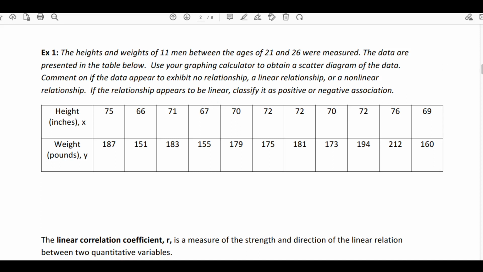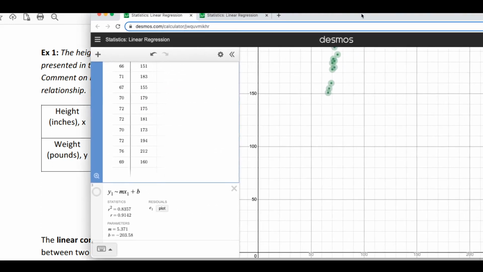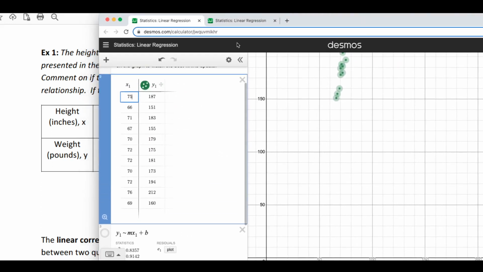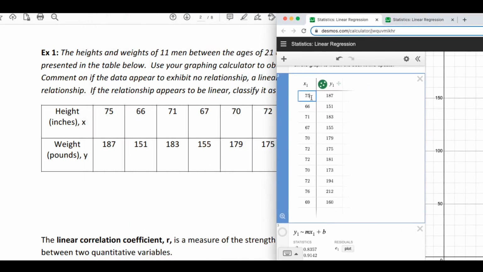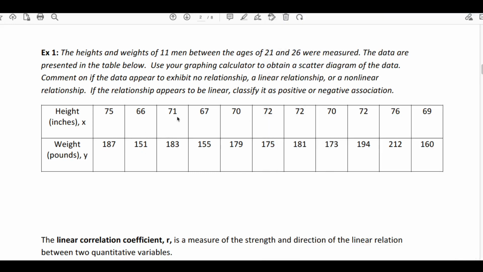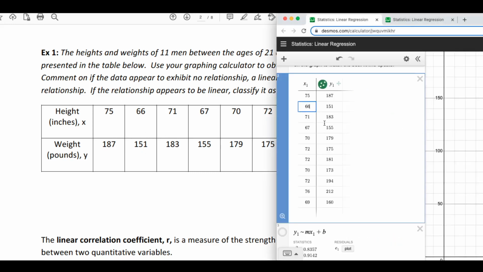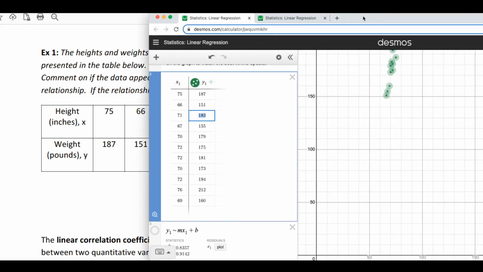So what you do is, using this calculator, links available on Canvas, you type the values here. I typed them in advance to save time in the video. You just type all the x values. So I type 75 and 187, 66, 151, 71, 183. So I type all these values.